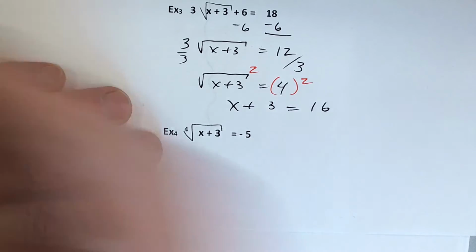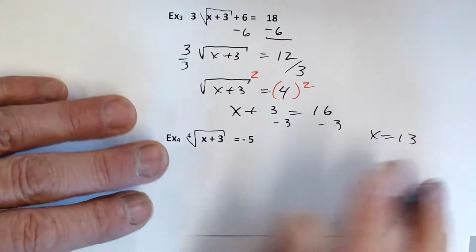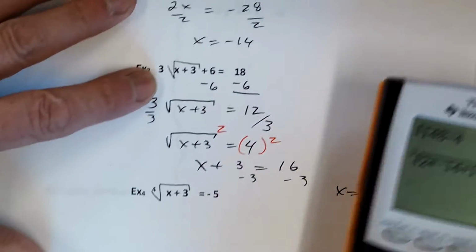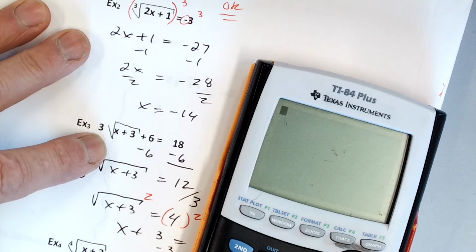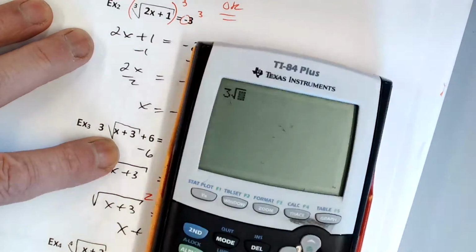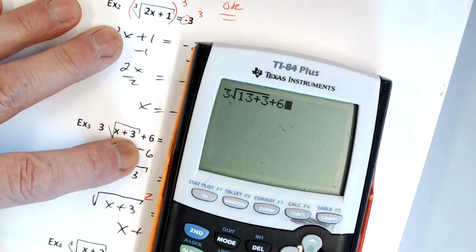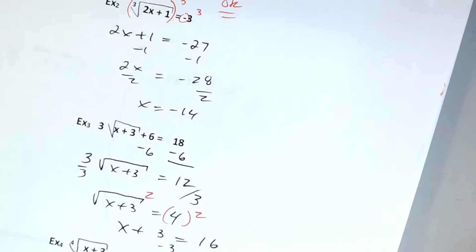I'll go minus 3, x equals 13. Okay, so if that's the right answer, I should be able to plug it in. Again, checking, there's going to come a point on the next page where the checking is really important. 3 times 13 plus 3 plus 6, and I should get an answer of 18. Boom, I do. Okay, so it's working. So my answers are good.